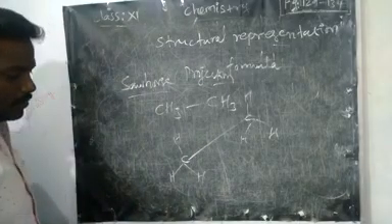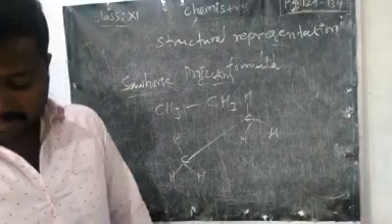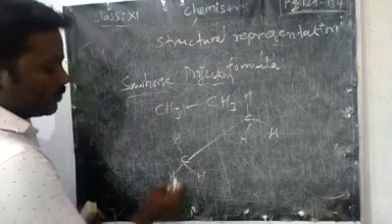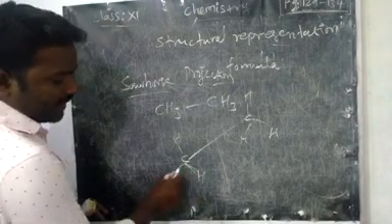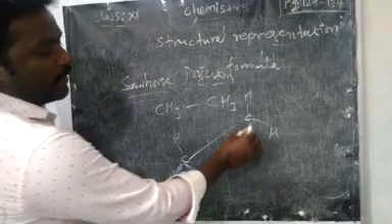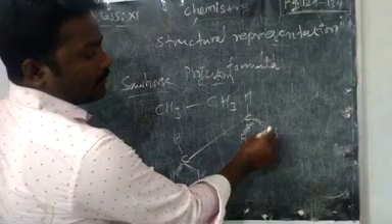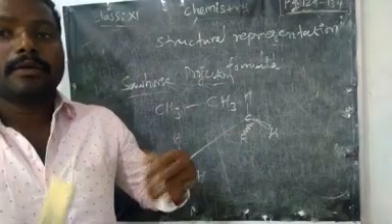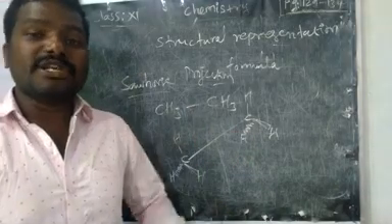This kind of structure is called the Sawhorse projection formula. Here also we can represent the first method. What is that? Wedge lines and dotted lines. The same you can use. One may be the wedge line, another will be the dotted line. So now we can understand all the different types of formation of bonds.